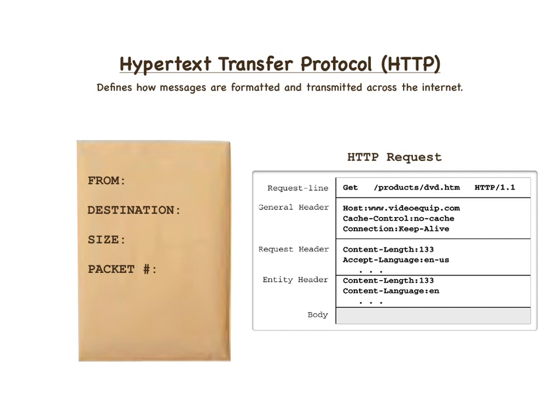It'll contain information such as the general header, request header, the body of the data, so on and so forth. Don't concern yourself with knowing precisely how HTTP requires it to be formatted. All we need to know is that the job of HTTP is to define how messages are formatted before they can be transmitted across the internet.